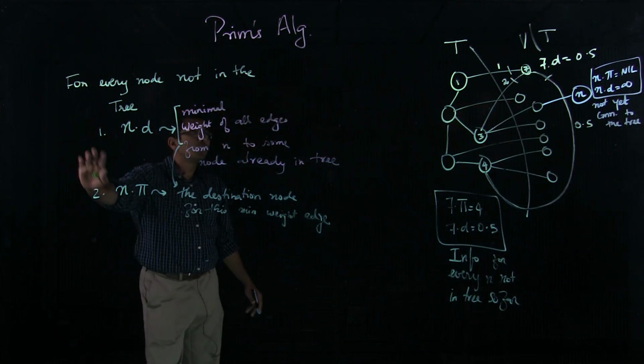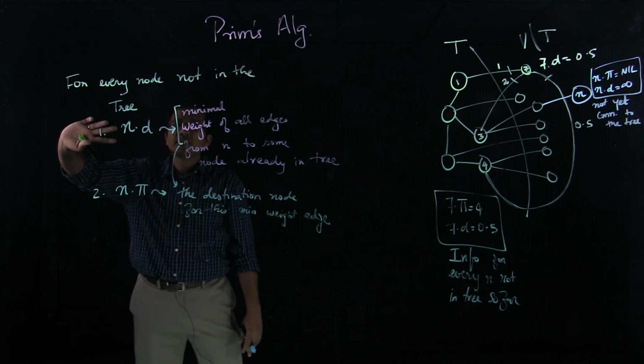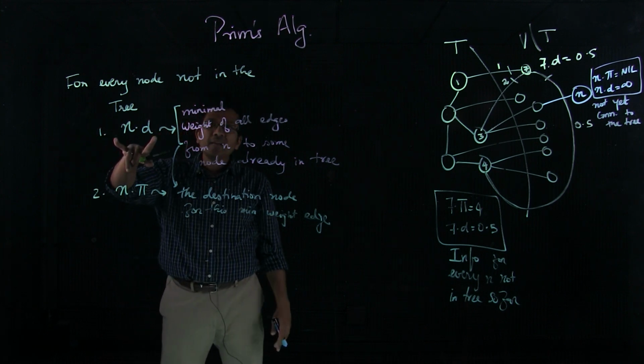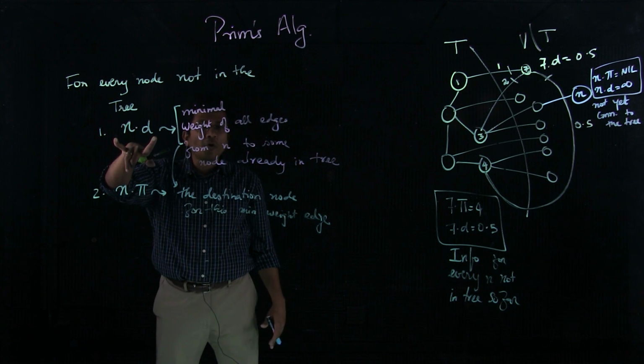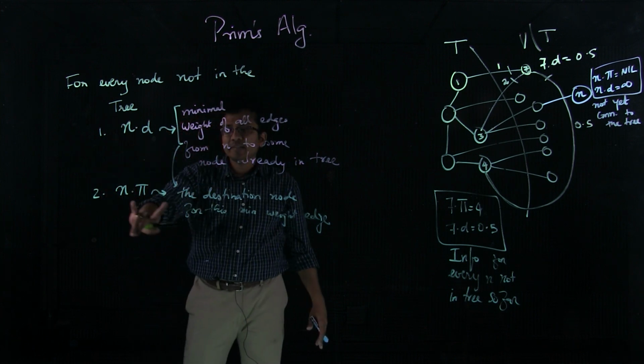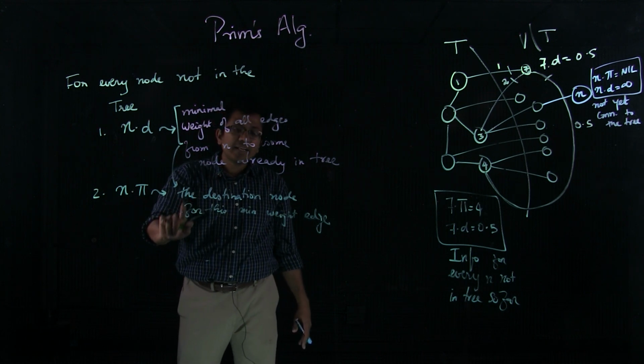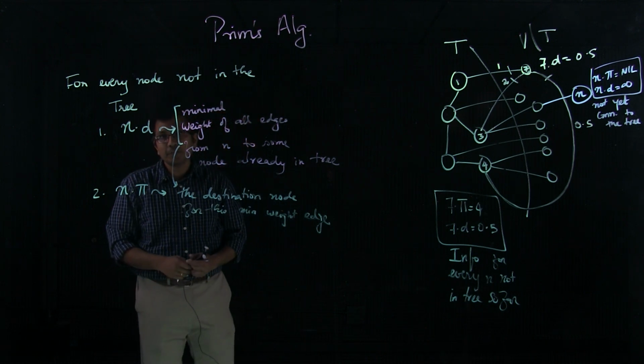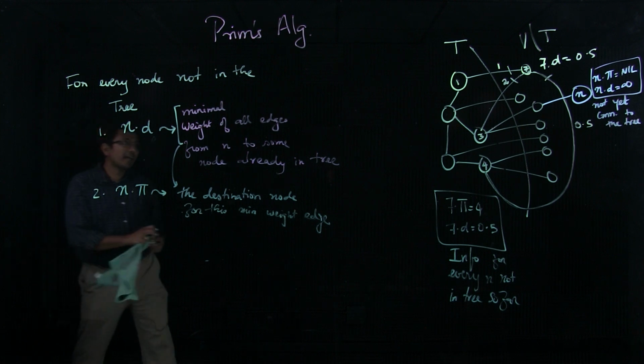So I'm going to store 2 bits of information for every node that's not in the tree. N dot d, which is the minimum weight of all edges from some node to a node already in the tree, and n dot pi, which is the destination node for this minimum weight edge. All right, now here is the idea.